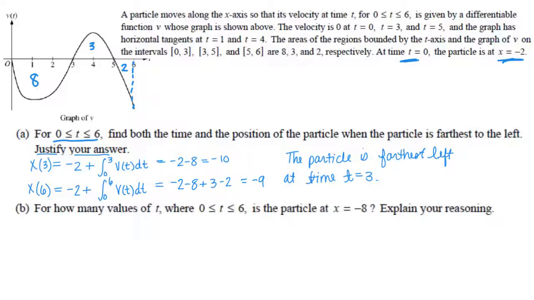Okay, on part B, for how many times of t between 0 and 6 is the particle at -8? So the first thing we need to consider is whether or not what we have is continuous. So I'm going to come back up here and look, and notice it says given by differentiable function v. So the first statement I'm going to make is that I know those have to exist because we are continuous. So I do need to make the statement that since v at t is differentiable, then v at t is continuous.